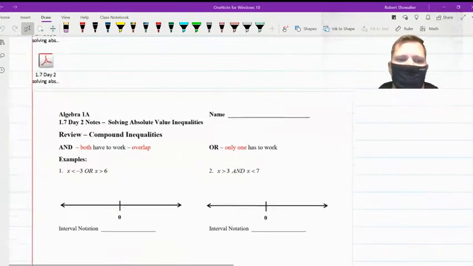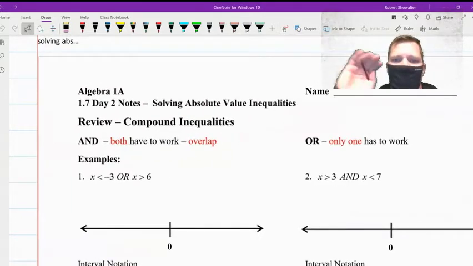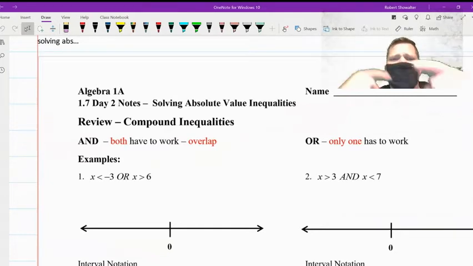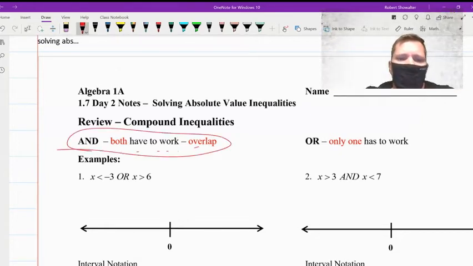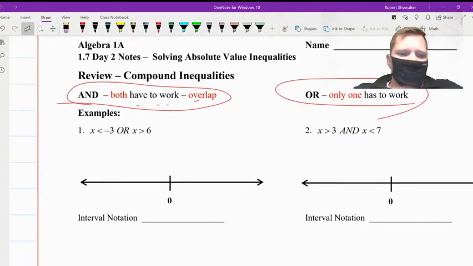We are going to solve absolute value inequalities. So yesterday, last video, you guys solved absolute value equations. In this video, we're going to flip it and turn it into inequalities. Remember, either the overlap of both has to work, or all the parts from each of them, or only one has to work. Okay, so when we graph, this is just a quick review.